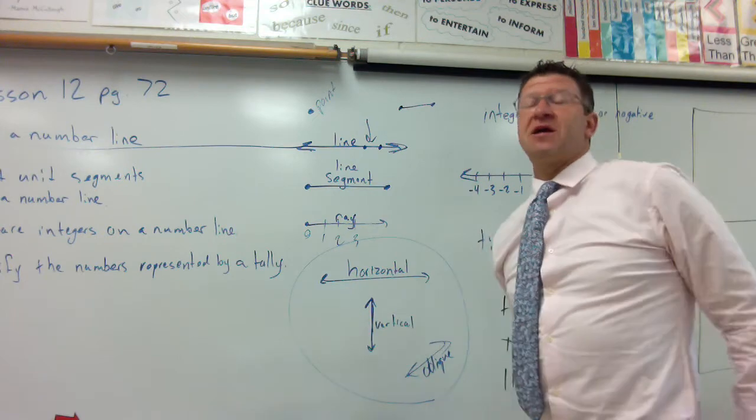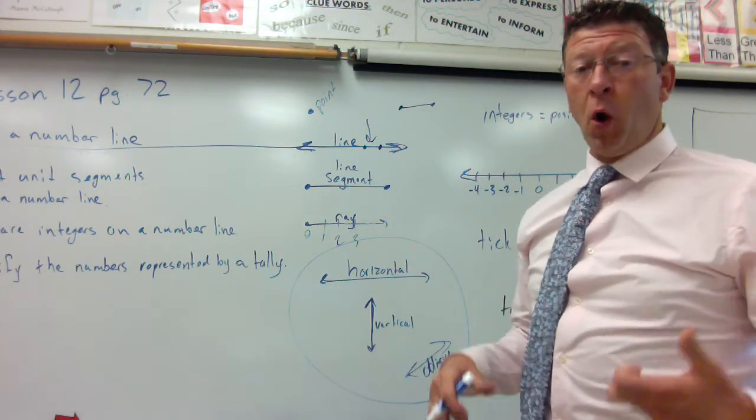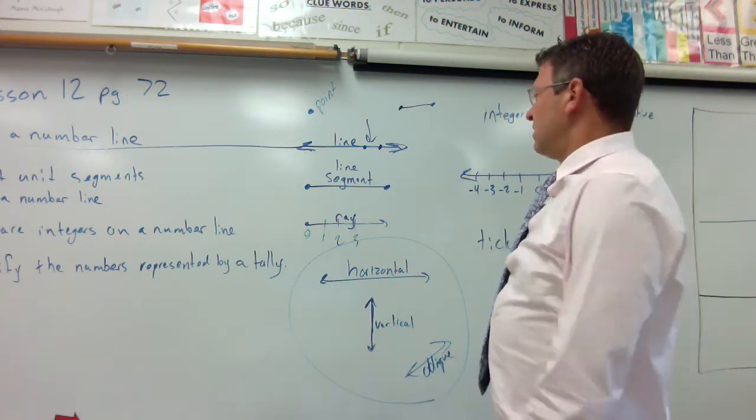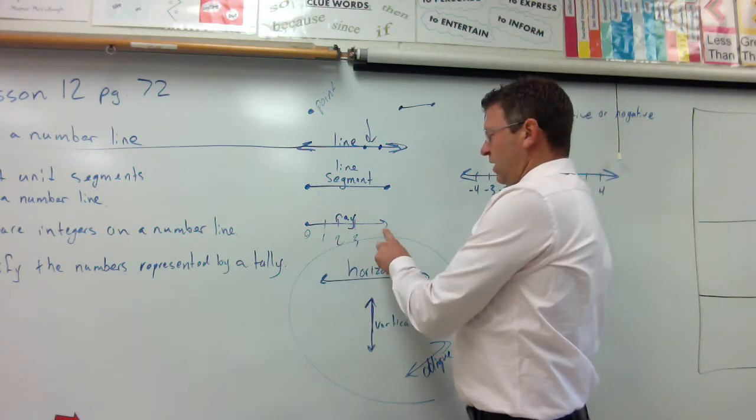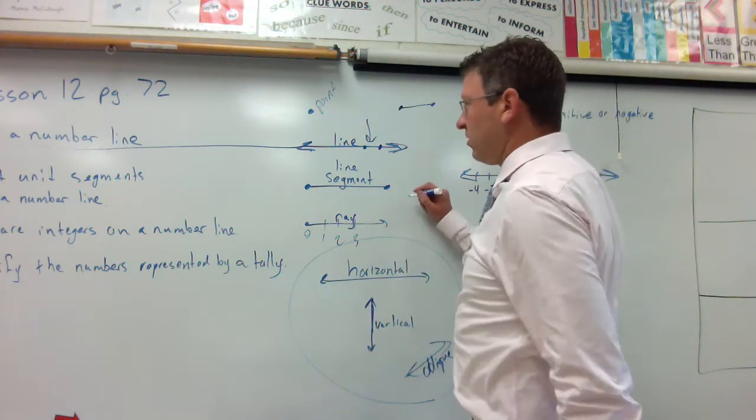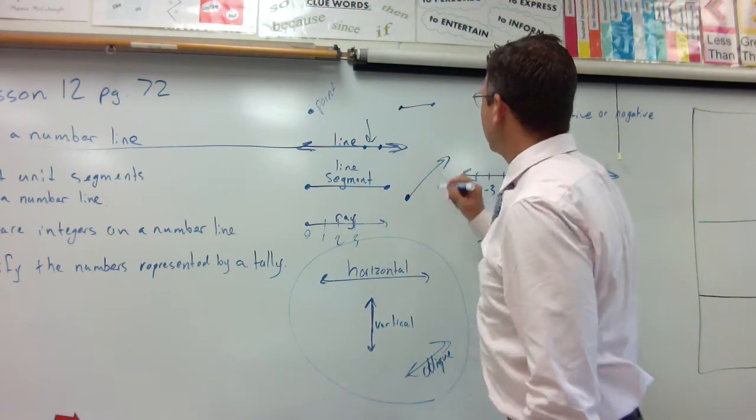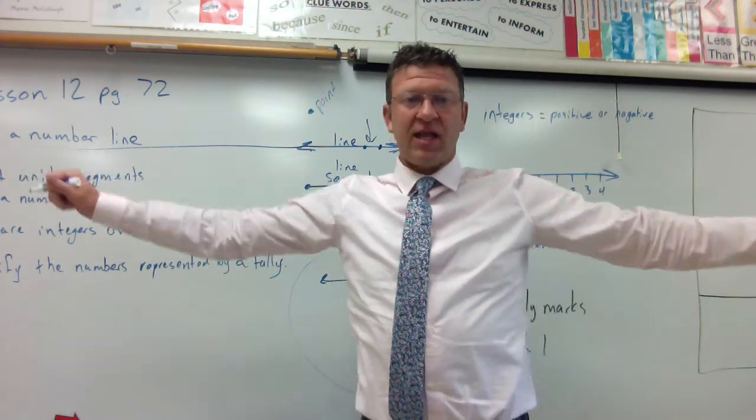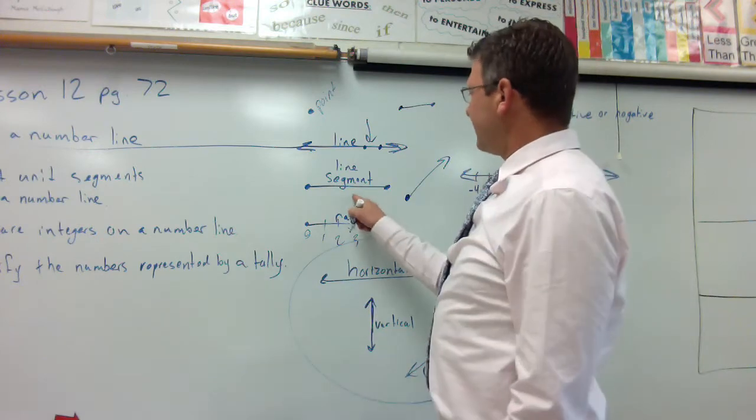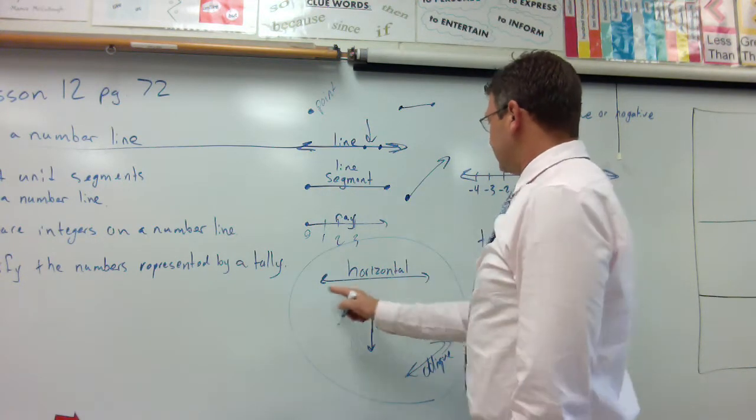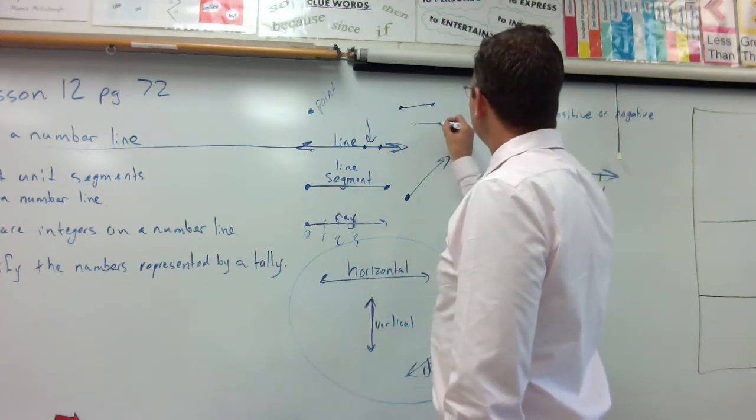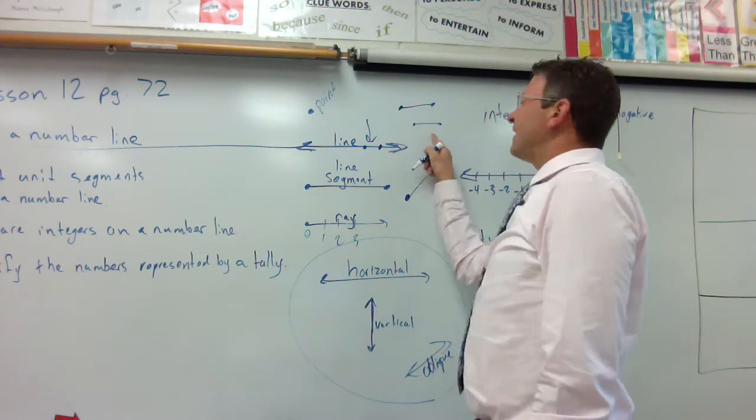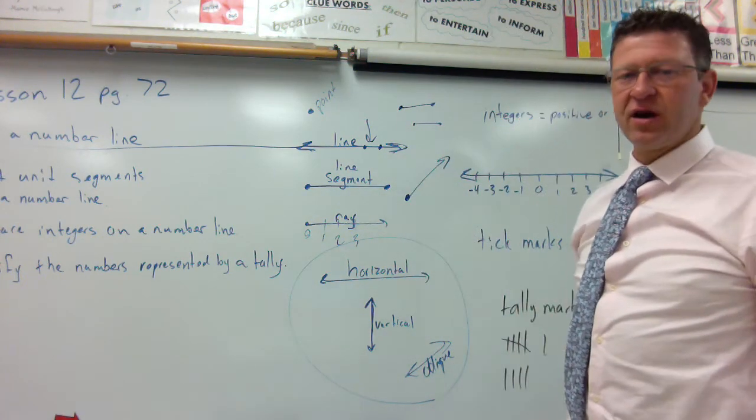Now your book is going to ask you for things like this. Please draw an oblique ray. Well, a ray's got one stop sign, one arrow, and oblique is an angle. So here's my oblique ray. Please draw a horizontal line segment. Well, a segment's got two stop signs, and horizontal goes this way, and so there's my horizontal segment. The best I can, I don't think it's at an angle, I think it's straight across.